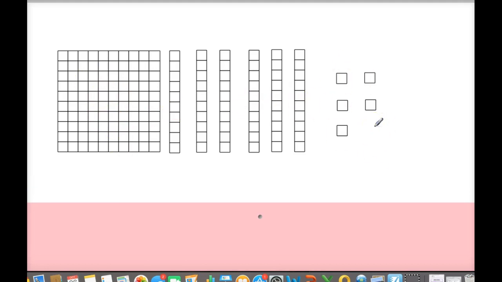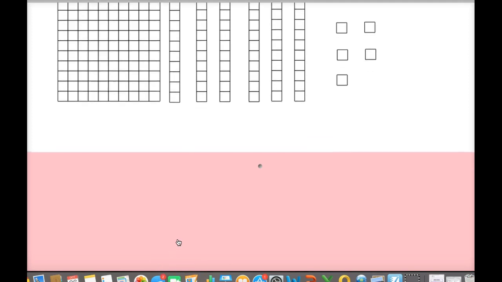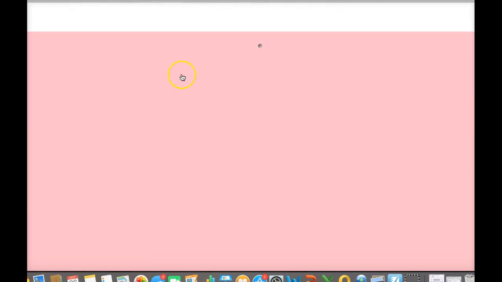Now, the next thing we have to do is rearrange these blocks. The way I'm going to do that is first I'm going to take my 100 and draw that out. Now, I'm not going to split this up into groups of 10. Instead, I'm going to start arranging this almost like an array. I'll show you what I mean in a second.